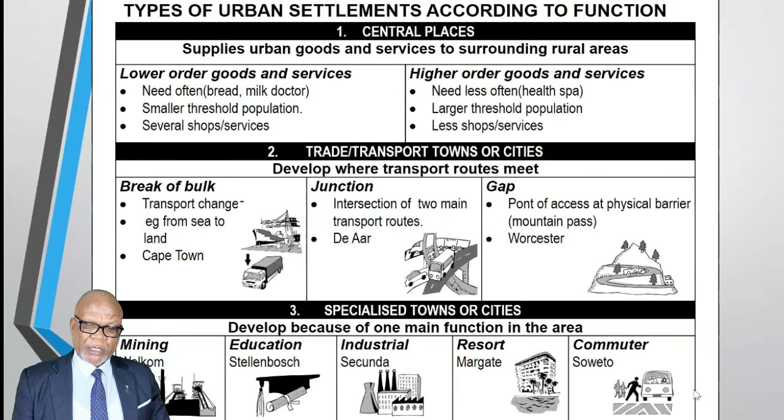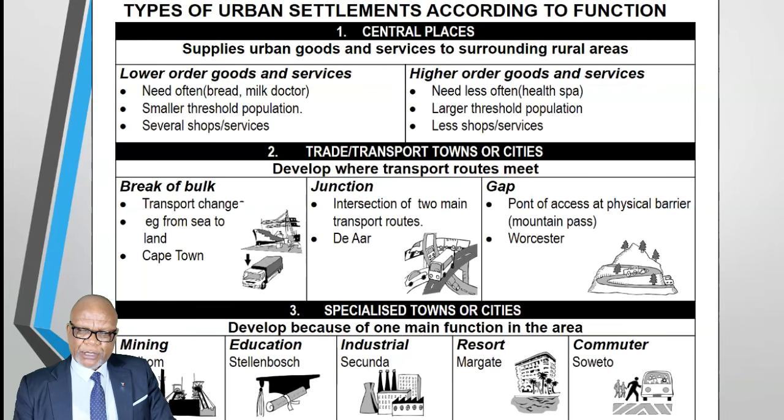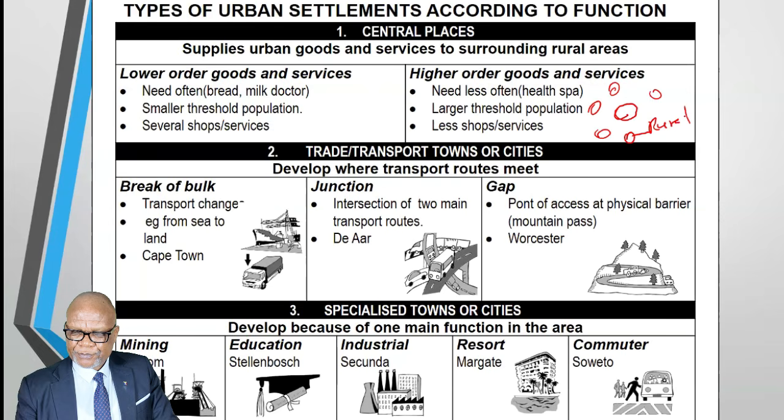Now, urban settlements, we've got types of urban settlements. Number one, we've got what you call a central place. So what is a central place? You must be able to define what a central place is. It is an urban area that provides goods and services to the surrounding area. So you have a town here, then around this town is rural, and this is urban. This one here in the middle is the urban settlement, and then it is surrounded by rural settlements.